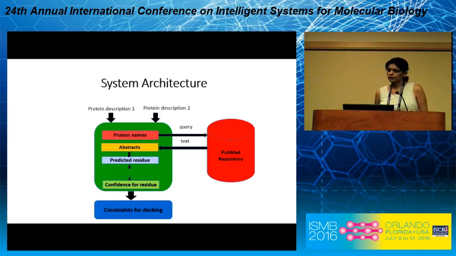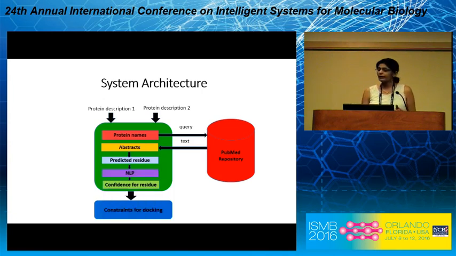The system architecture of our text mining tool: given two proteins, we get the protein names from UniProt, and once we have the proteins, we form two kinds of queries, AND queries and OR queries. AND queries mean both the proteins are mentioned in the abstract, and OR means only one protein is mentioned in the abstract. Once we have the abstract, we look for residue name and number patterns, like serine 4, SER 4. Once we have that, we give higher confidence value to AND query residues over OR query residues, and then we use these as constraints in docking.